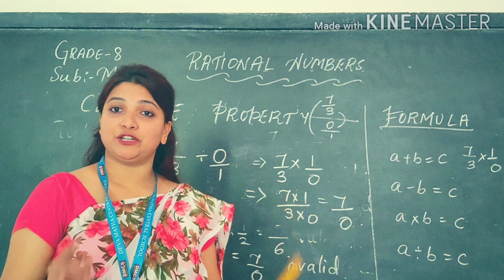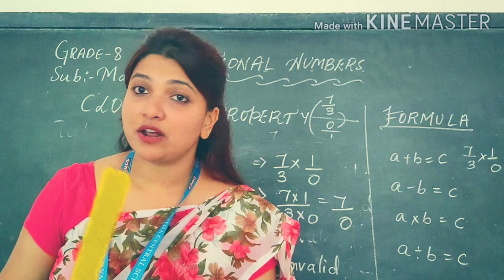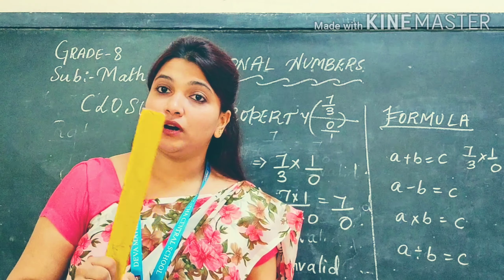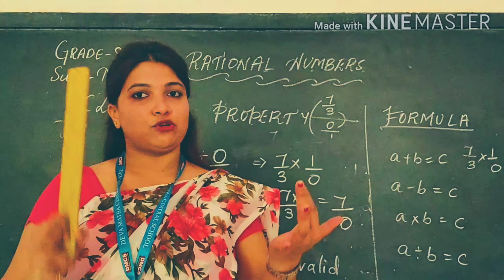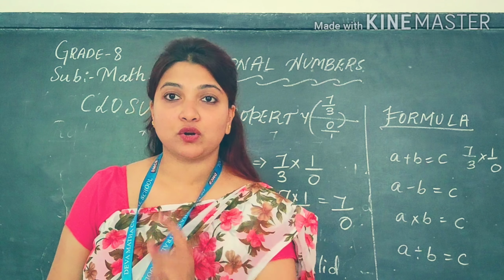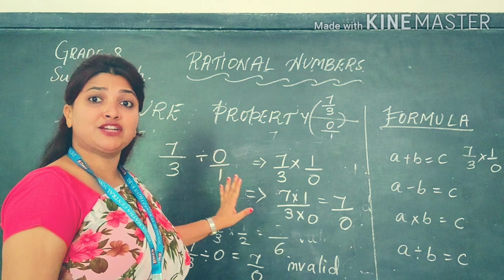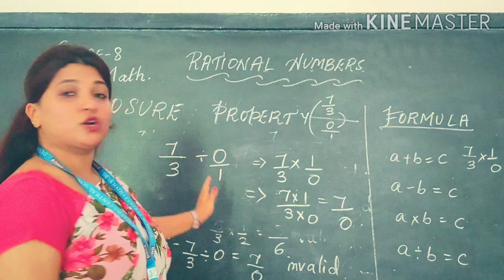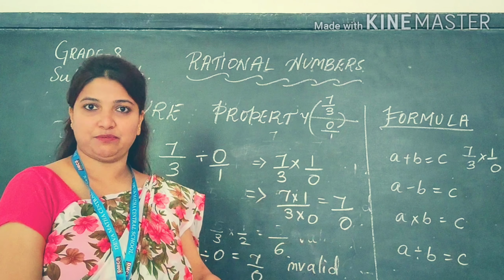So I hope you have understood everything. For integers we have seen, and now for rational numbers. For closure property of integers, it is closed for addition, subtraction, multiplication, but it is not closed for division. Similarly, for rational numbers also, it is not closed for division, but it is closed for addition, subtraction and multiplication.